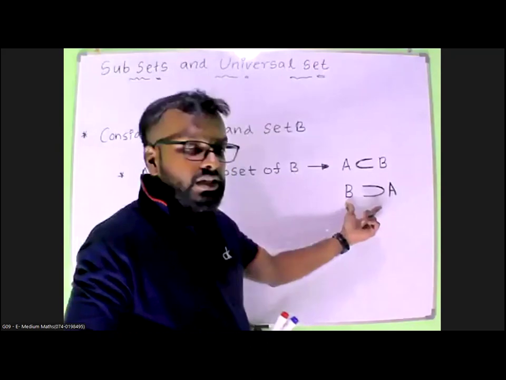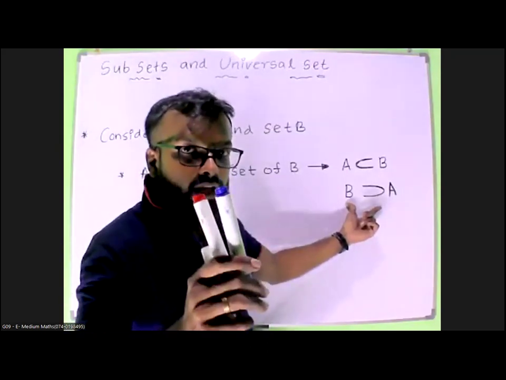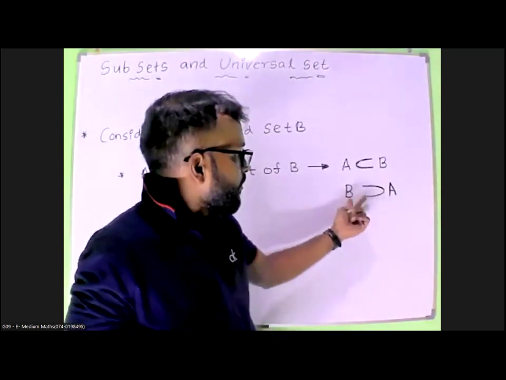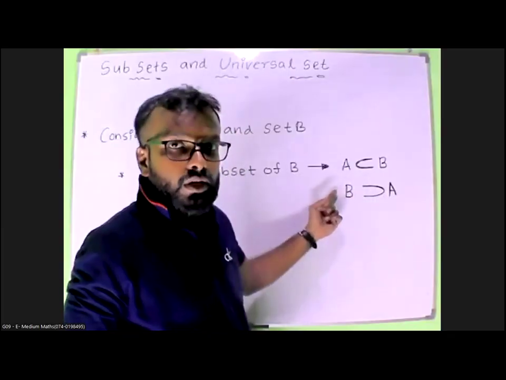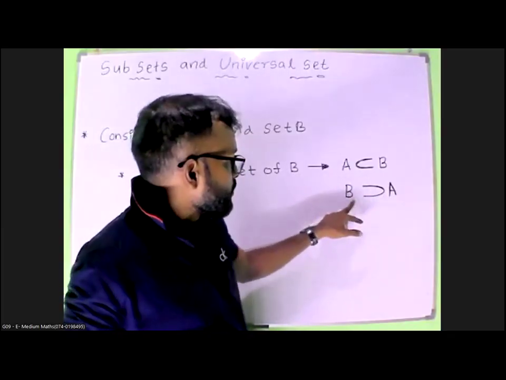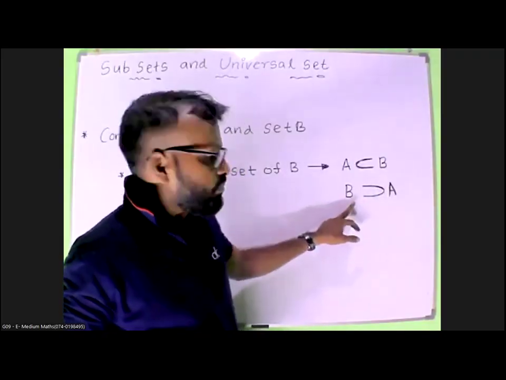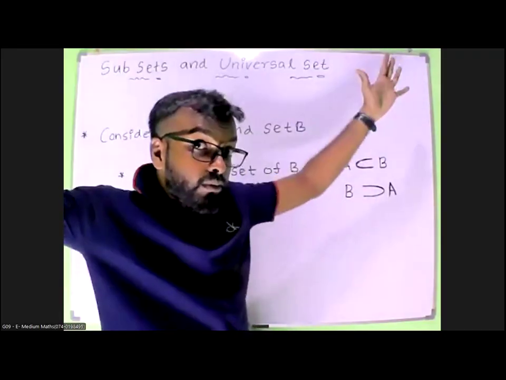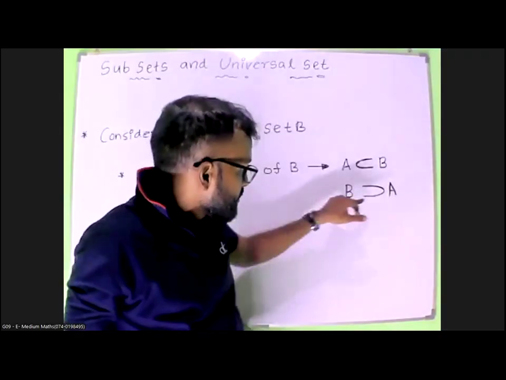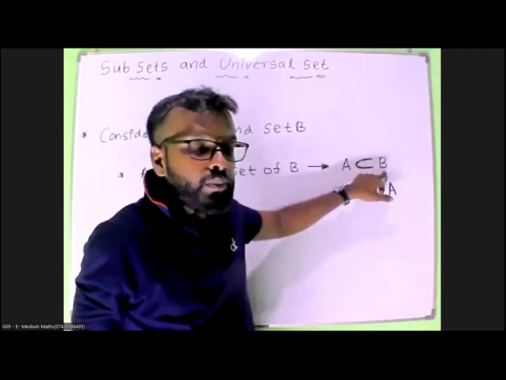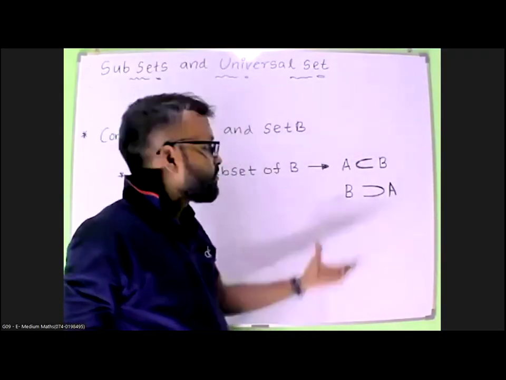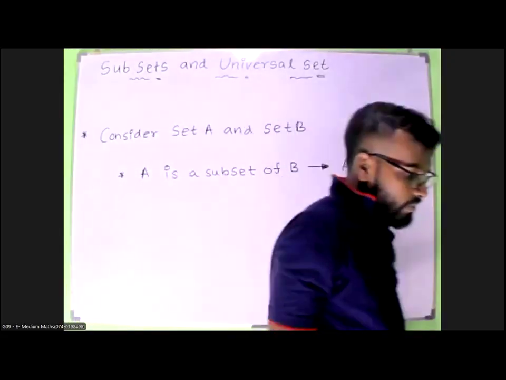So when you see this, you need to see where the mouth is open. Mouth is open for B. That means A is the subject of B, right? B is the biggest one. A is the subject of B. So these are the two. Please write this here.